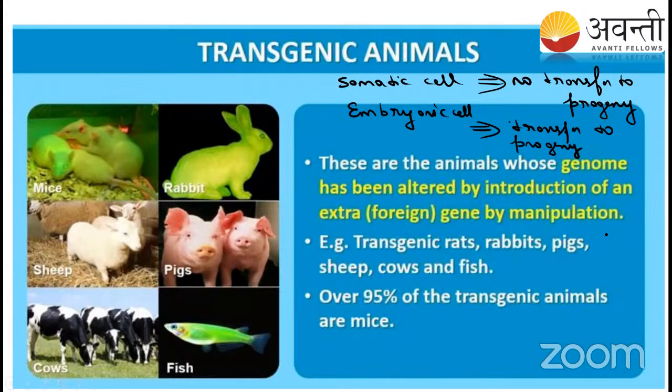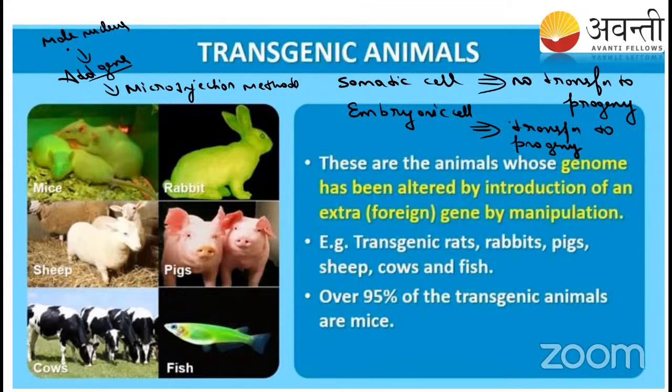Okay, so this is what they will do in the transgenic animal. For example, male and female are there, right? We will take the male nucleus, and in the male nucleus we will add the gene of interest by the microinjection method.